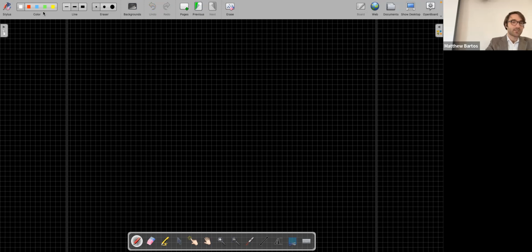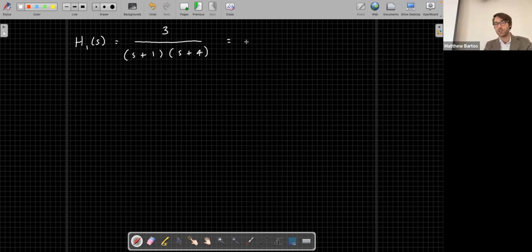Okay, so let's look at a transfer function h1 of s. It's equal to 3 over (s plus 1) times (s plus 4). Okay, if we do partial fractional expansion, first of all, how many zeros are there in this system? 0. There's no zeros here. Trick question. There's 2 poles. So yes, two poles and no zeros. Okay, so this system does not have a 0. If there were a 0, there would be an s somewhere in this numerator.